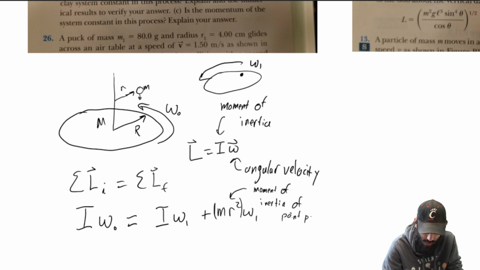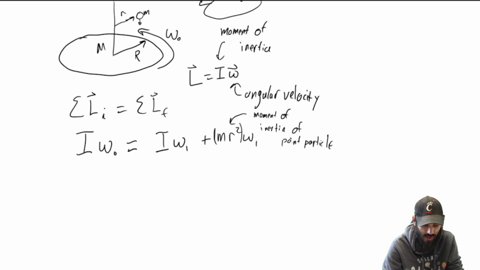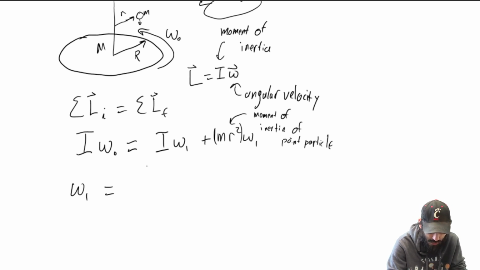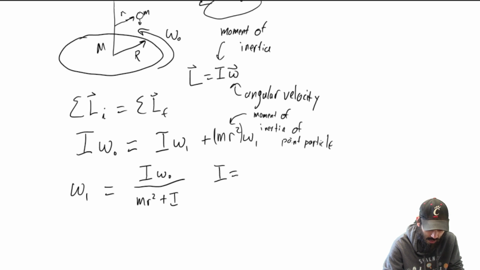So now, the next thing that we want to do is find what the angular velocity omega 1 is. Well, we can factor that out from each of these terms and then rearrange this. We're solving for omega 1. Omega 1 is going to be equal to I omega 0 divided by mr squared plus I, where I, the moment of inertia of the disk, is going to be equal to capital M times r squared.